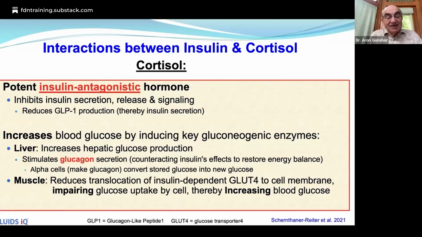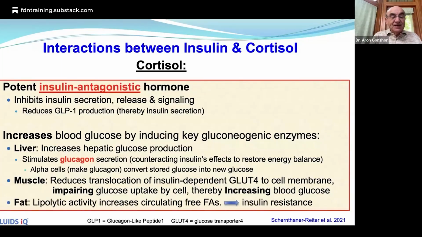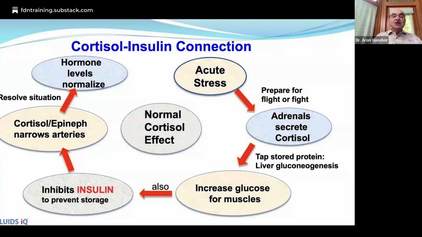And ultimately, what that does is it impairs, it decreases glucose uptake by the cell. And remember, I told you that is a sign of insulin resistance. And in fat, lipolytic activity, the breakdown of fats and so on, increases the amount of circulating free fatty acid. And that is another sign of insulin resistance. So all of that says that cortisol counters insulin. So let's go through that. Here is a typical cortisol insulin connection.